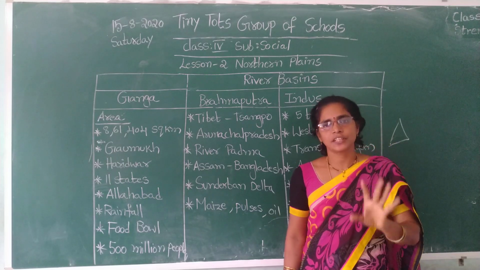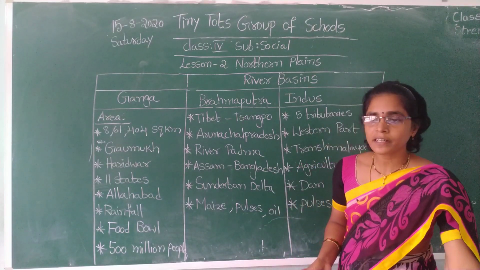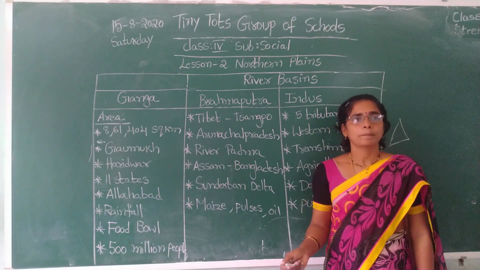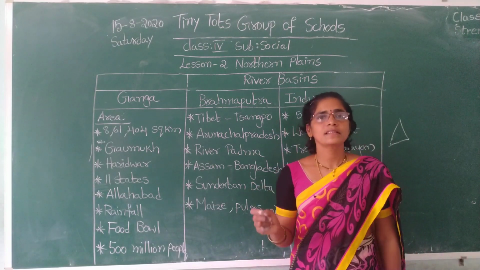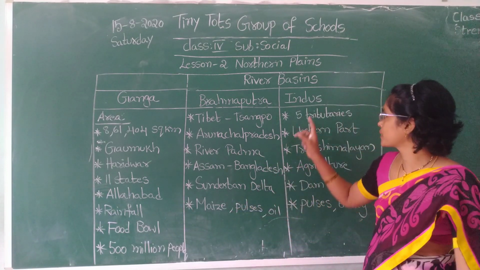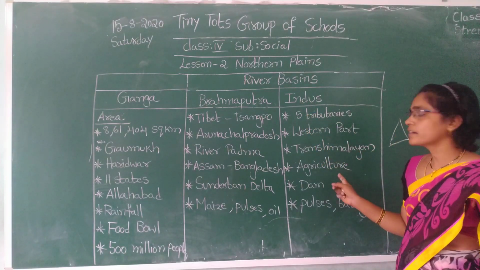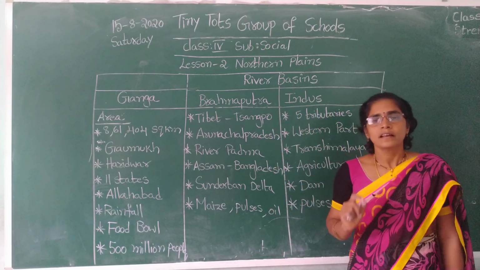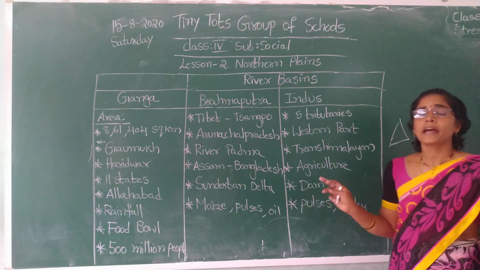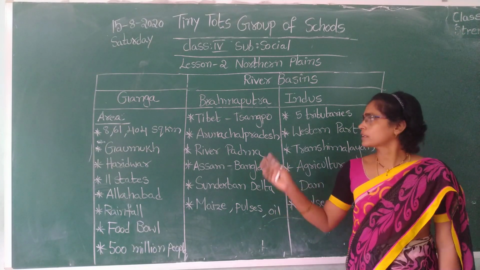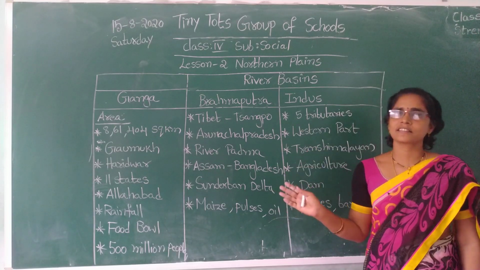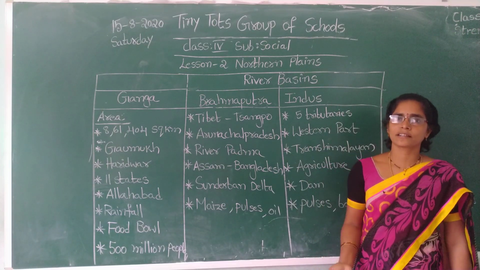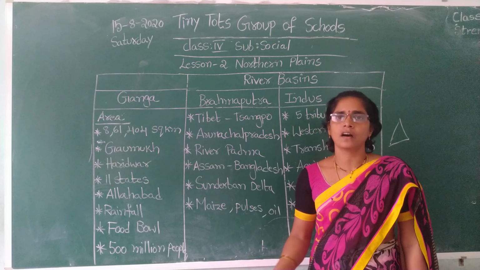And there are 5 tributaries to Indus: Ravi, Chenab, Beas, Satluj, Chenab and Beas. There are 5 tributaries to Indus River. And agriculture is the most important occupation in this river basin. Dams are also constructed on those tributaries. Bhakra Nangal Dam is constructed on river Satluj. It is very useful for irrigation purposes, hydroelectricity, and fishing as well.